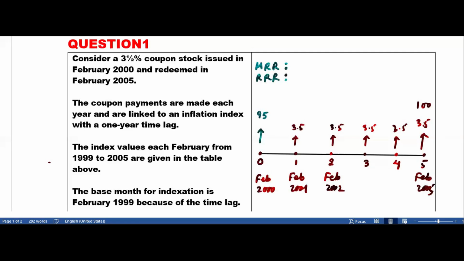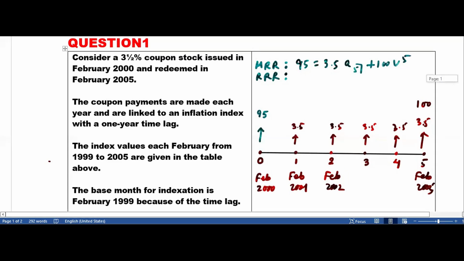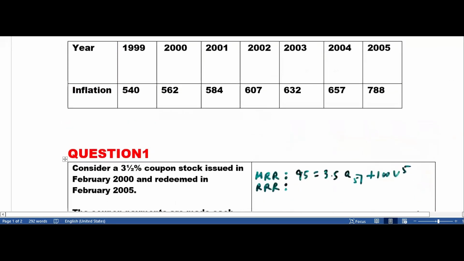95 equal to 3.5 for 5 years plus 100. Yes, and to find the real rate of return, you want to see this? I've written question 1 here, but this is a part of the question.